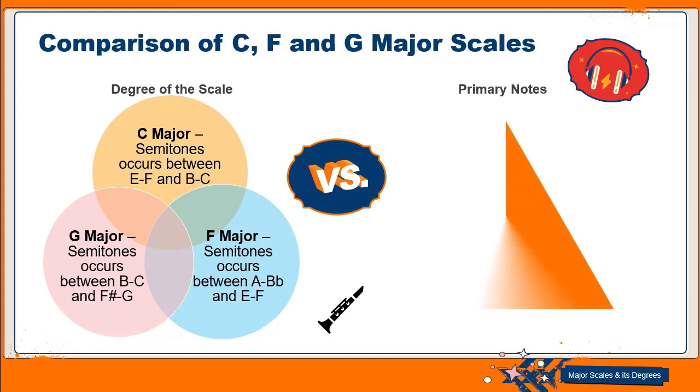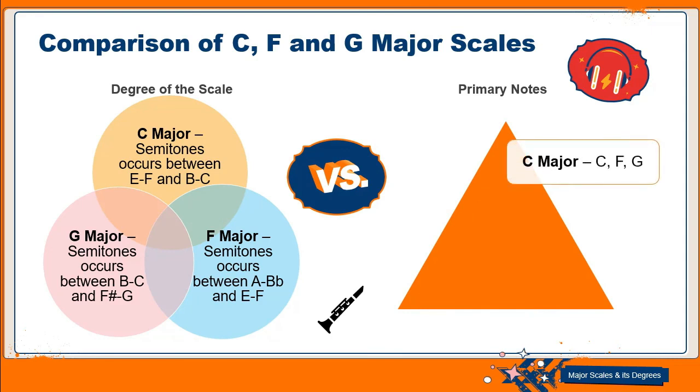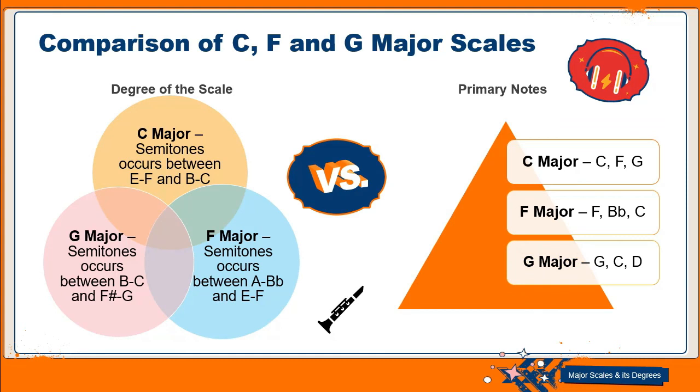Now for the primary notes, let's see how it goes. For the very first, C major, the primary notes will be C, F, and G, the first, the fourth, and the fifth. And then for F major, the primary notes will be F, B flat, and C. And for G major, the primary notes will be G, C, and D.